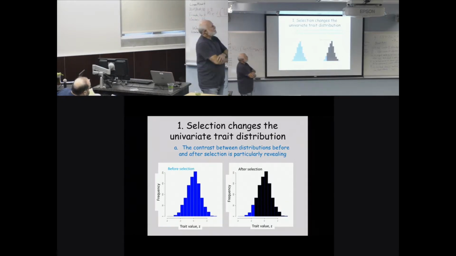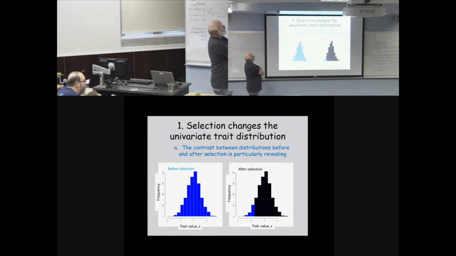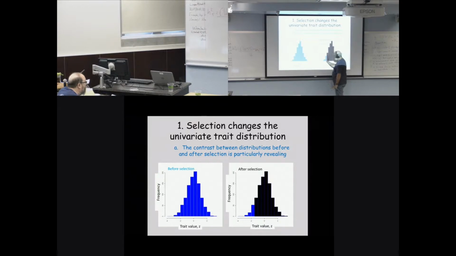Okay, selection changes the univariate trait distribution. Let's look at a hypothetical example. We've got a trait distribution drawn from a normal distribution. It's not surprising that it looks normal because we sampled from a normal distribution to get this. And then let's imagine that we perform truncation selection so that only the black individuals become the sample after selection. Here's the sample before, and I've included the blue ones. Drop them off. This is the sample after selection.